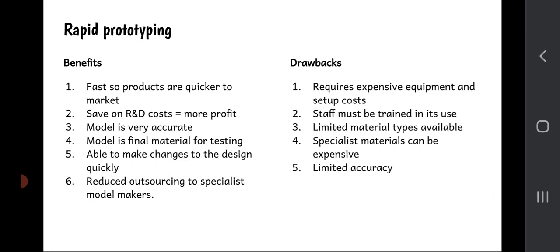So that concludes our revision on models in the design process. We looked through the 6 types of models. We looked at a way to scaffold an answer towards a past paper. And finally, we've looked at the benefits and drawbacks of rapid prototyping.